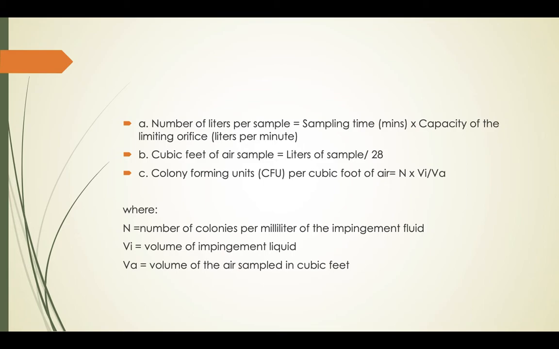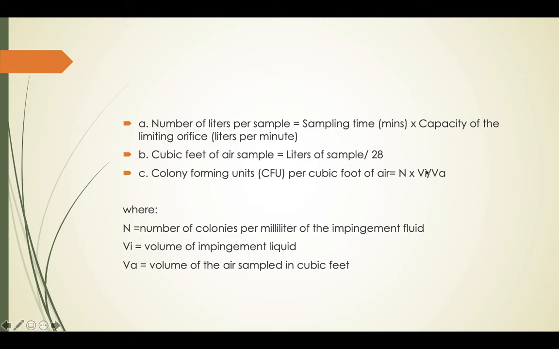Now that number of liters per sample, you have to convert that to cubic feet of air. Normally, 280 liters of air will be equivalent to about 10 cubic feet of air. So we were using the factor here, 28. Whatever you get from number A will be divided by 28, and that's your cubic feet of air sample. Okay, and that will be your value for VA.